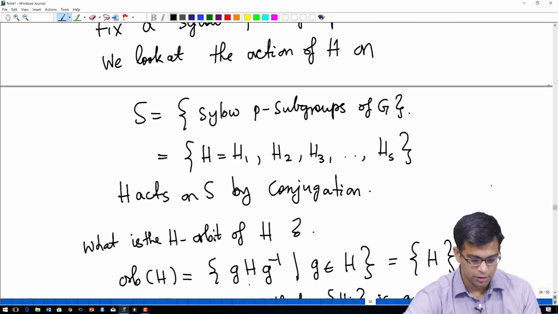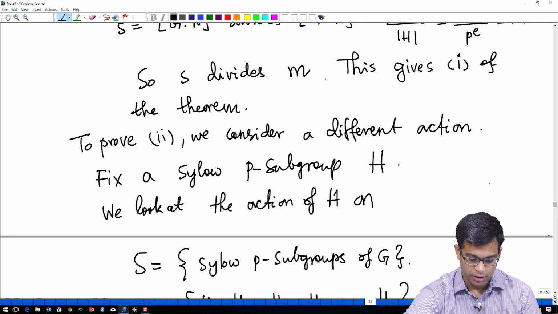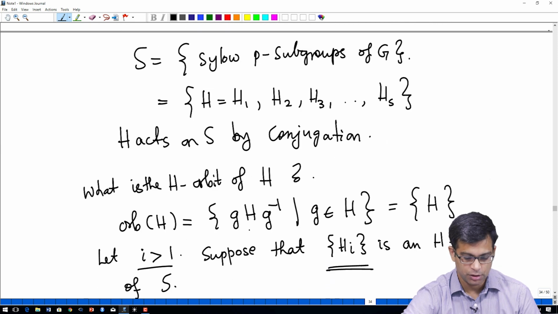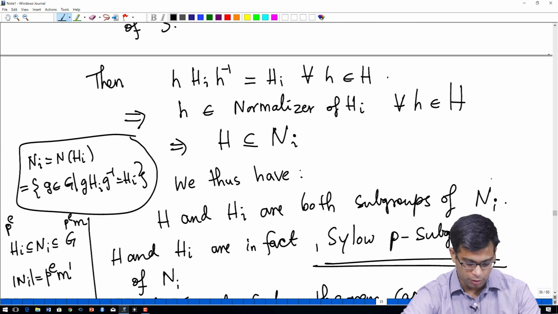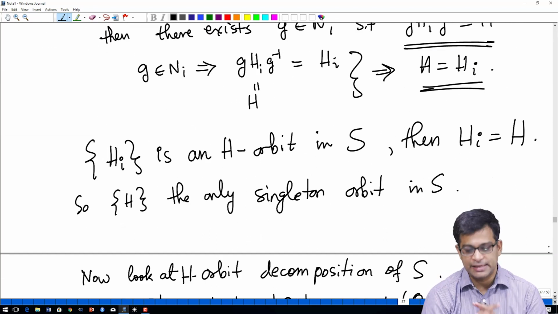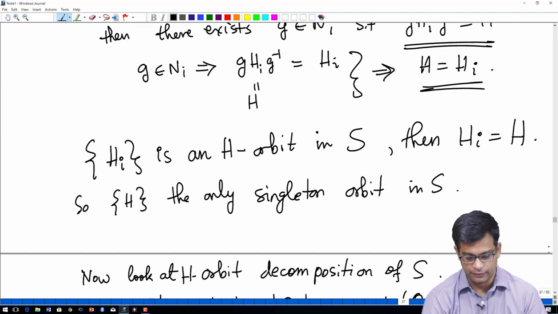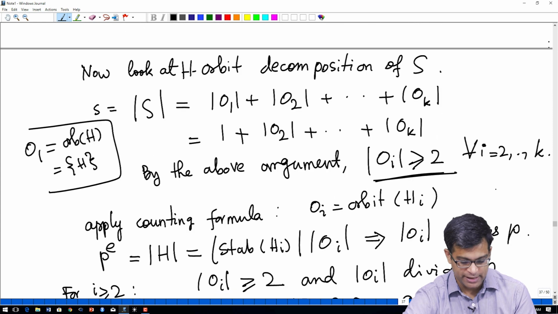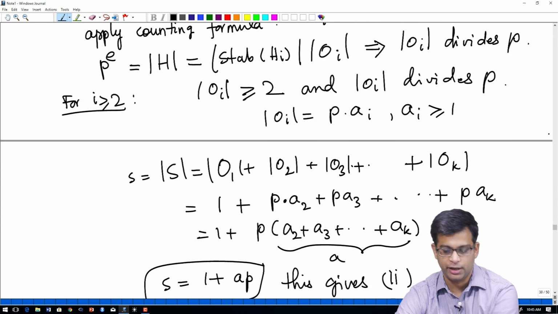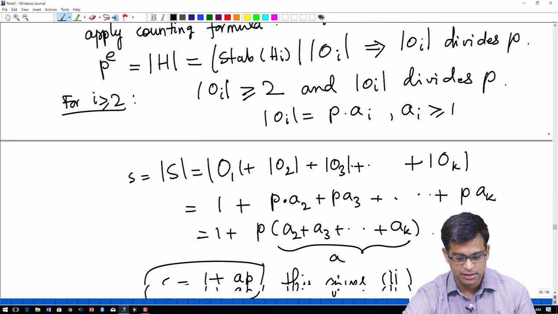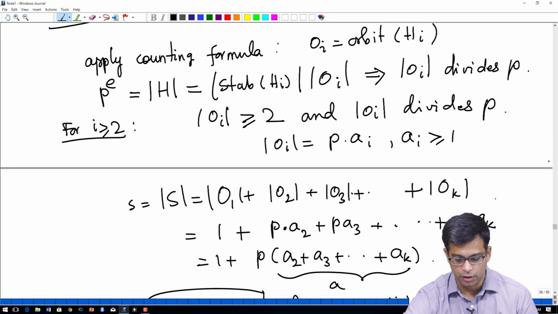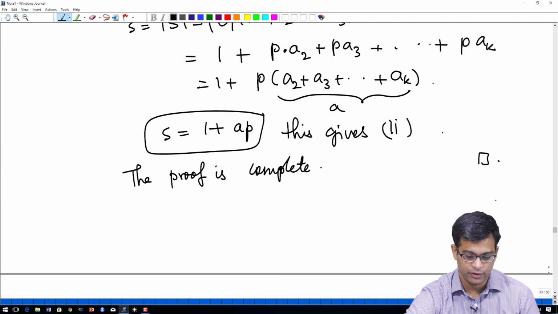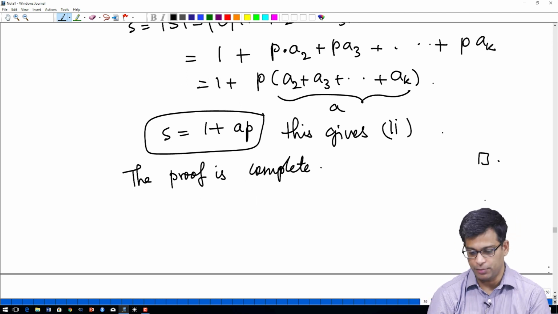So let us see where we started with this. We fix a Sylow p subgroup and then look at the action of that Sylow p subgroup on the collection of all Sylow p subgroups by conjugation, and after some work we concluded that the only singleton orbit is H itself. Any other orbit must contain at least 2 elements. So the orbit decomposition looks like this: S equals 1 plus the remaining orbits, but the remaining orbits must divide P because of the counting formula. So all the remaining terms are divisible by P and 1 is left. So S itself must be of the form 1 plus ap.